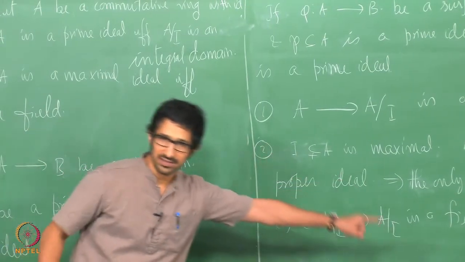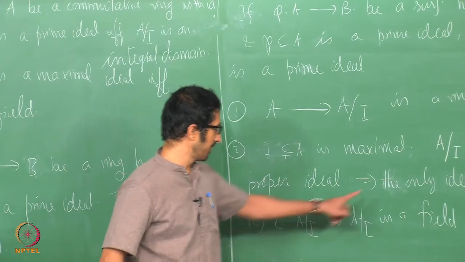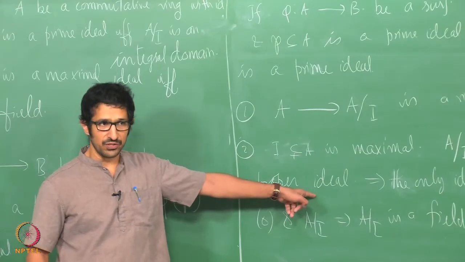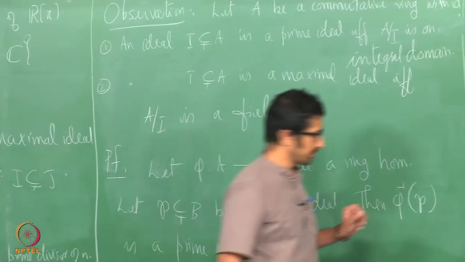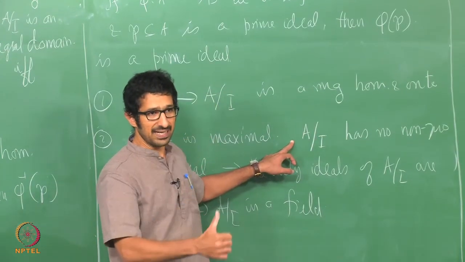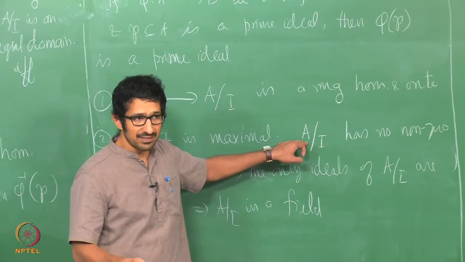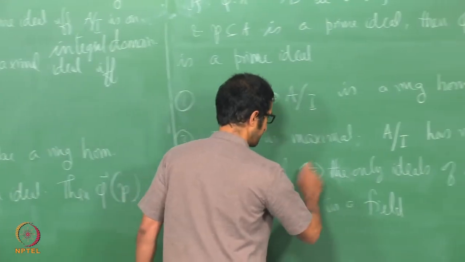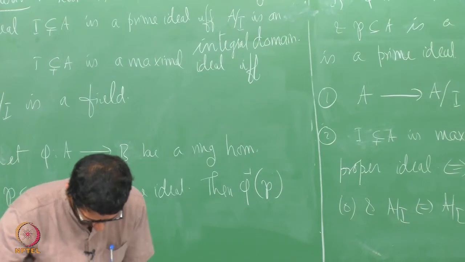Now you can just go back. If A mod I is a field, then the only ideals of A mod I are these two, which means A mod I has no non-zero proper ideals. Now again we use the correspondence theorem that we looked at yesterday. Using that, any ideal in A mod I is in 1-1 correspondence with ideals of A containing I. So this says that there are no proper ideals containing I and contained in A, which means I is a maximal ideal.